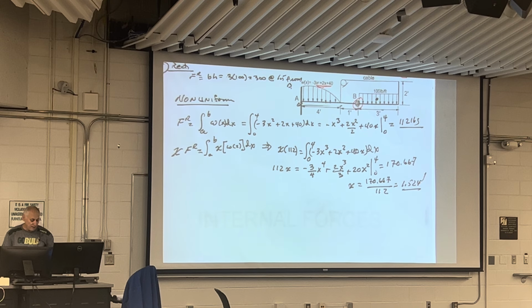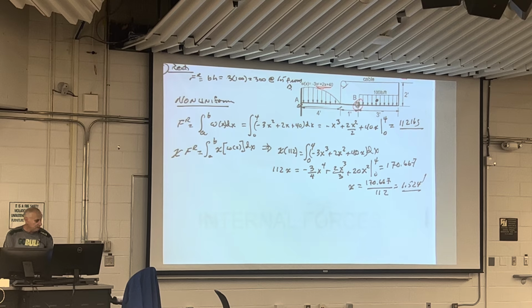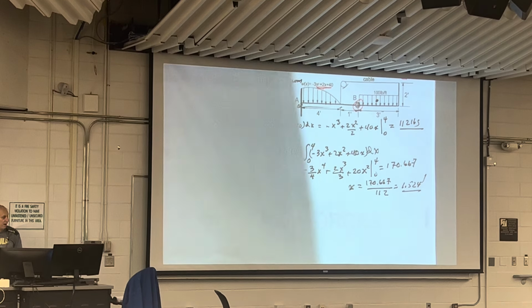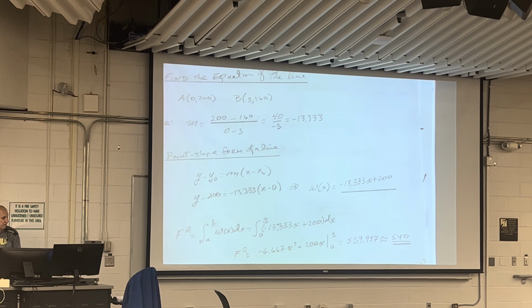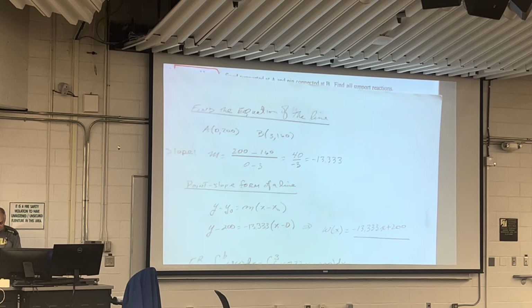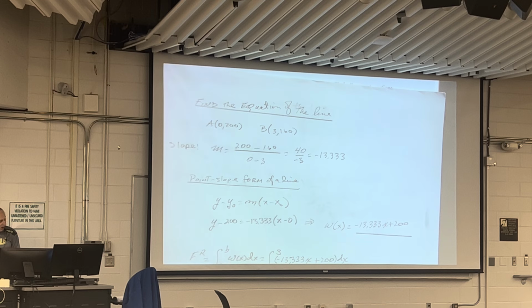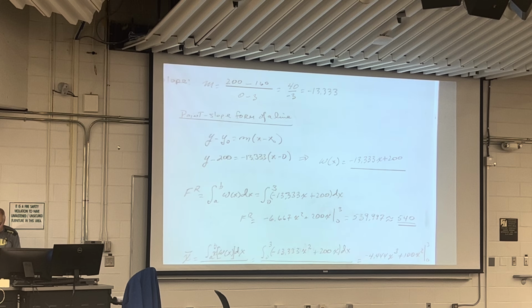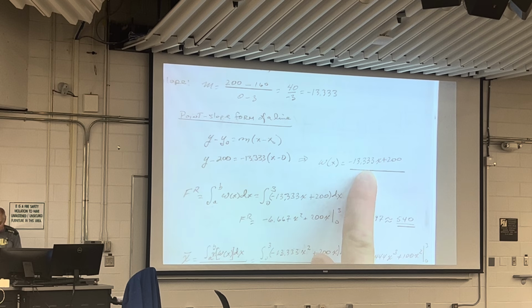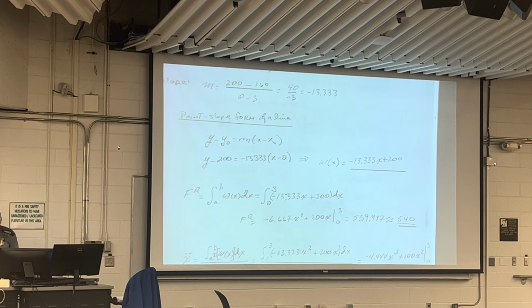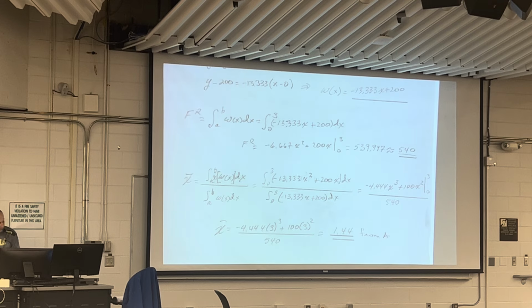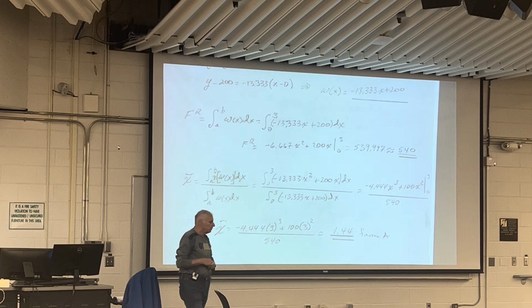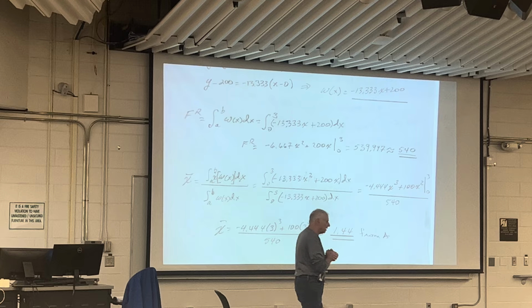541.44, and then I anticipated you saying, hey, can you do this with a trap? Yes. There it is. I found the equation of the line that represents the trapezoid, which was this: 1333x plus 200. And then I integrated. And what did I get? The same thing, 541.44. So did I answer your question, my son?